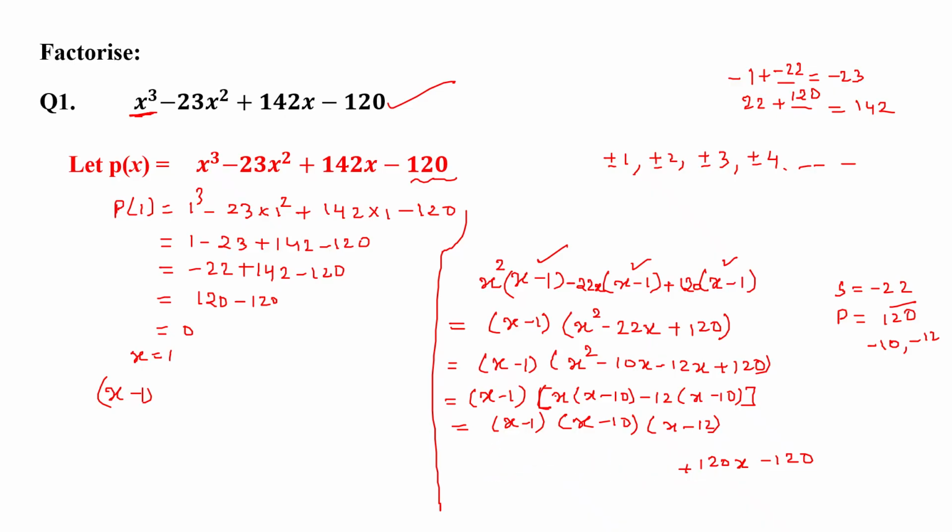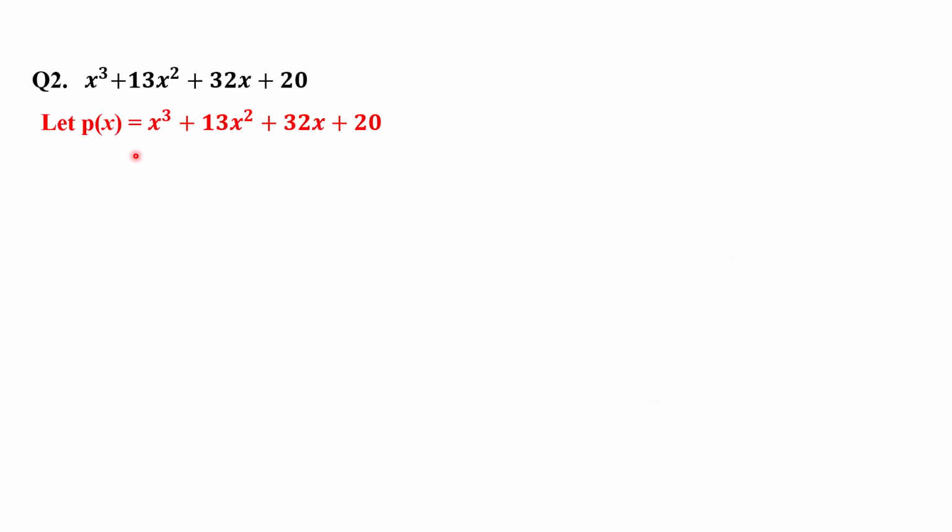Okay. So like that we can solve one more question. Let's do one more question, and I will take that question from the NCERT textbook. Now this is question number 2. Again I have to factorize x cube plus 13x square plus 32x plus 20.